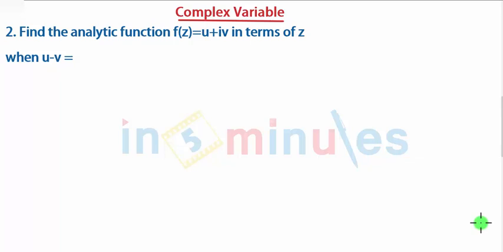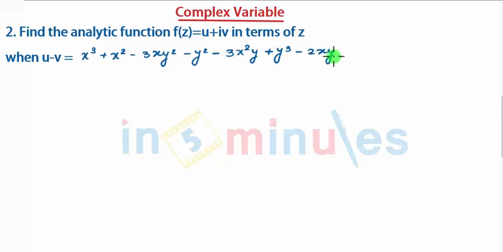So we will go with my second sum of the same type, that is type 5. We did first u plus v, now second I solved for u minus v. It is given that u minus v is equal to x cube plus x square minus 3xy square minus y square and minus 3x square y plus y cube minus 2xy. So now this has been given. We need to find the analytic function.